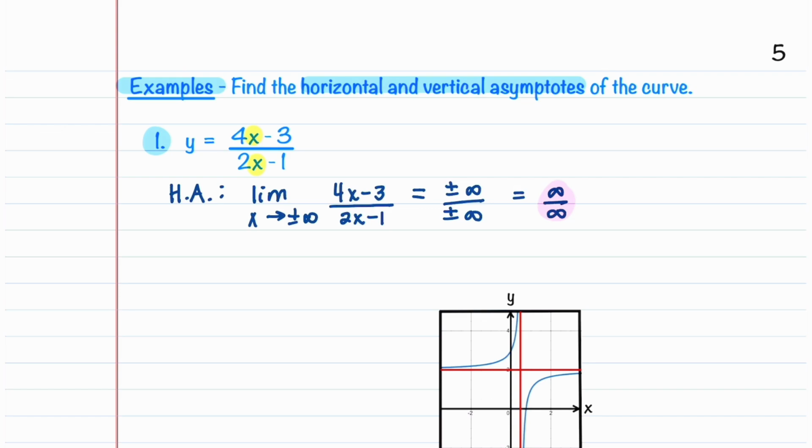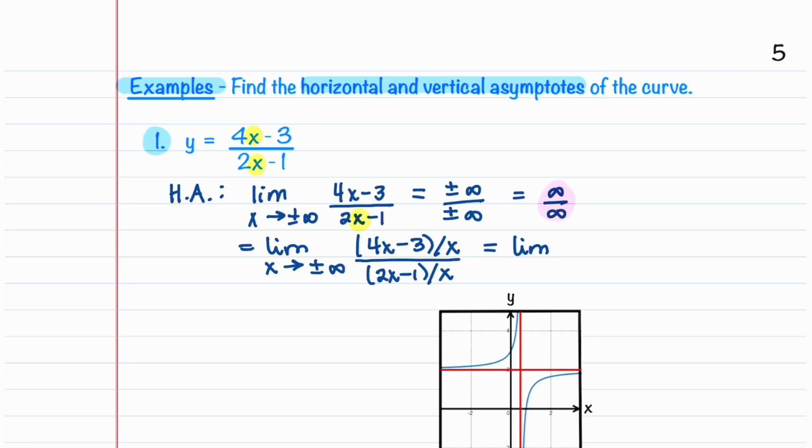Since we have the indeterminate form infinity divided by infinity, to evaluate this limit, what we're going to do is divide the numerator and the denominator by the highest power of x in the denominator, which is just x. We'll write this then as the limit as x goes to plus or minus infinity of (4x minus 3) divided by x, all divided by (2x minus 1) divided by x.